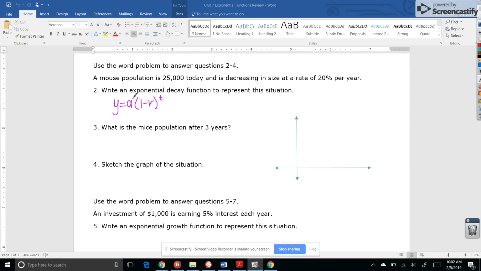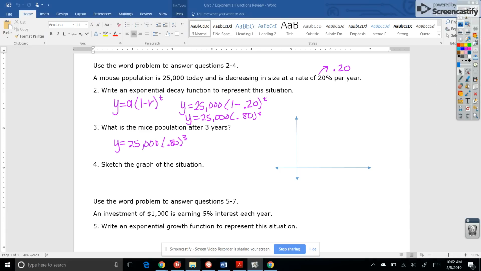A is our starting value, our y-intercept. So that's 25,000. 1 minus 20%, so 20% converted to a decimal. So my final answer here for my equation is going to be 25,000 and then 0.80 to the t. To find the mice population after 3 years, I am going to substitute in a 3 for t.